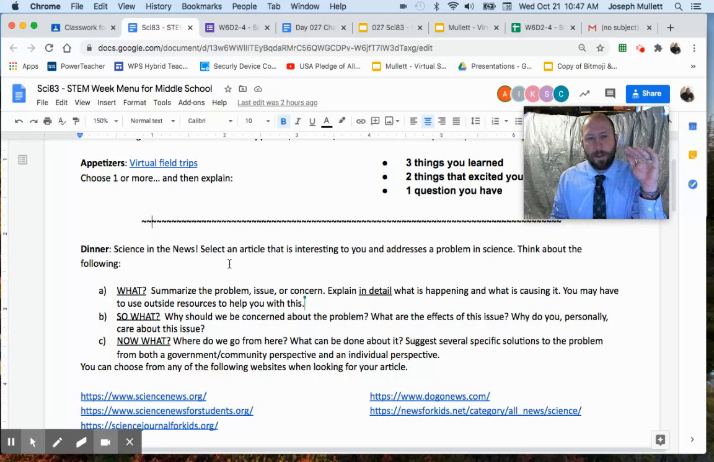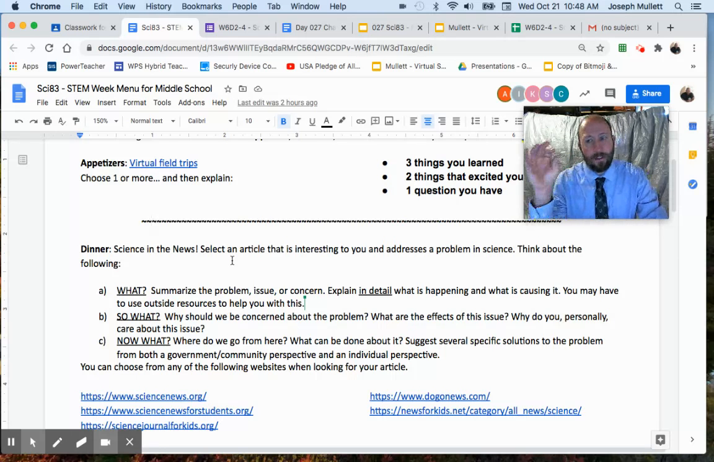You're being asked to pick a science article. Select an article that is interesting to you that addresses a problem in science. I want you to think about the following: you've got the what, so what, and now what. To summarize the problem in the what portion, so we've got a problem, an issue, or concern, you're summarizing it. You're then going to explain in detail what is happening and what is causing it.